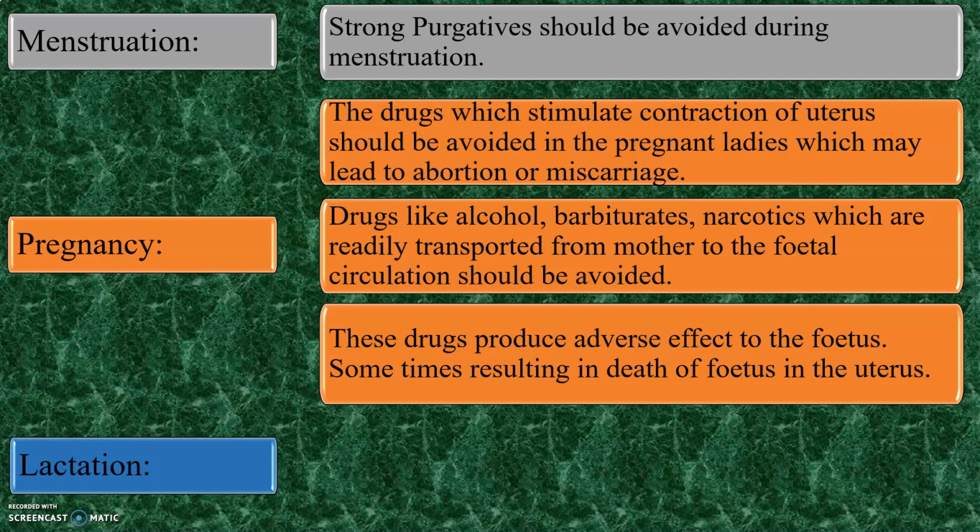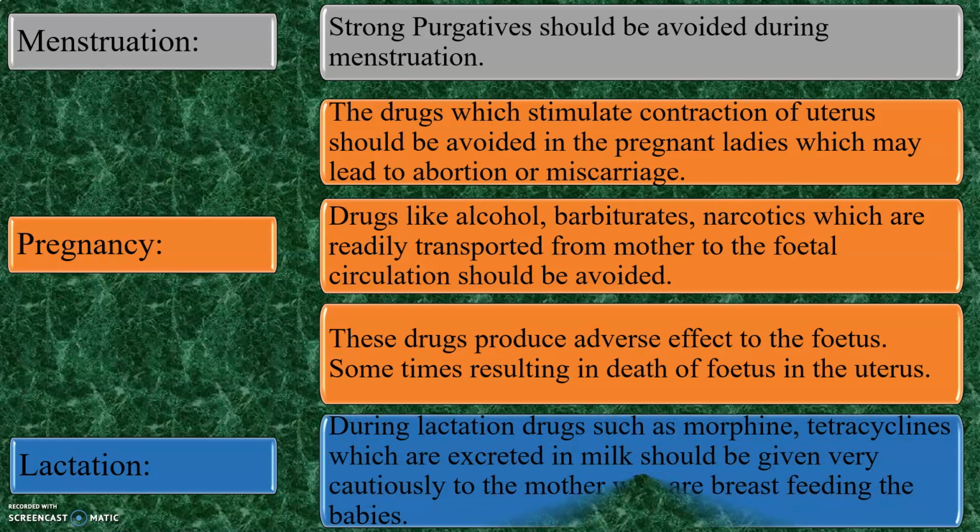In case of lactation, drugs such as morphine, tetracyclines, which are excreted in milk, should be given very cautiously to the mothers who are breastfeeding the babies.